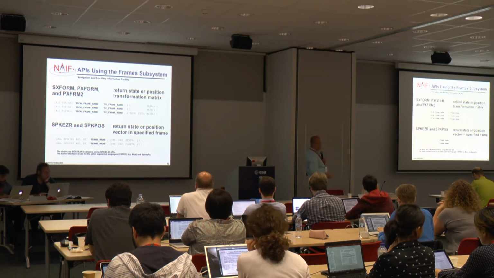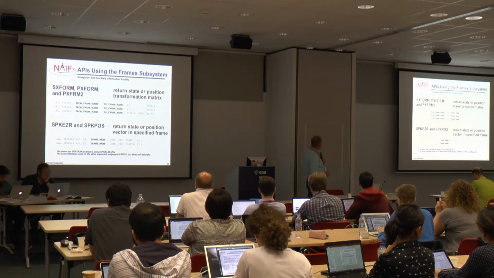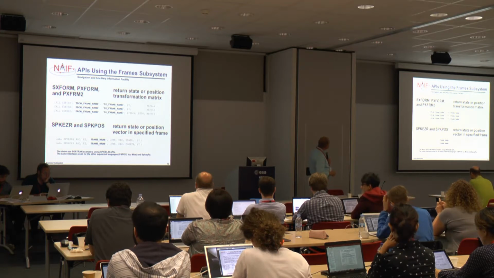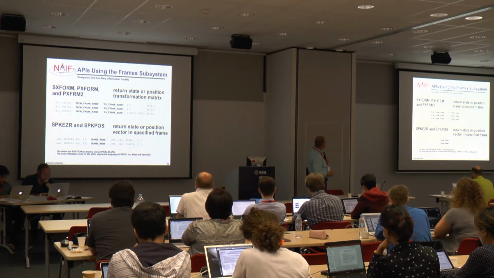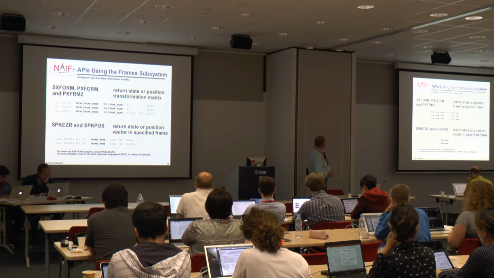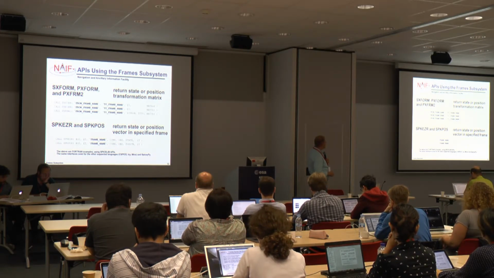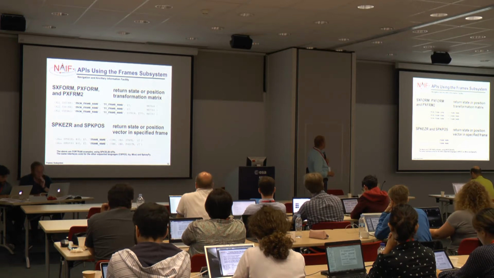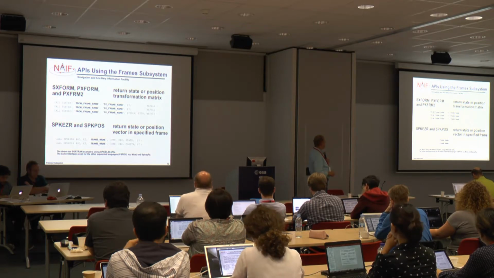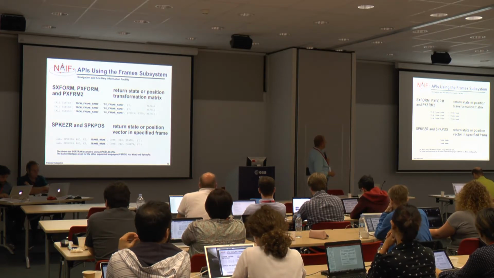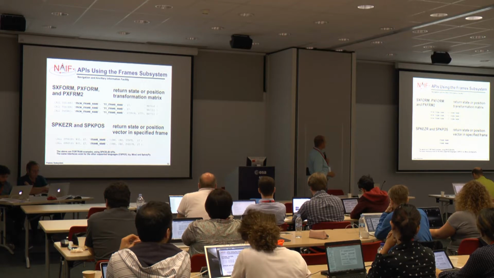Okay. So the routines that deal with frame transformations are SXFORM, PXFORM, and PXFORM2, which compute state and position transformation matrices. They have very simple calling sequences. You tell them from which frame to which frame you want this rotation to rotate vectors, and at what time you want it to be computed, and they return either a 6x6 matrix or a 3x3 matrix.